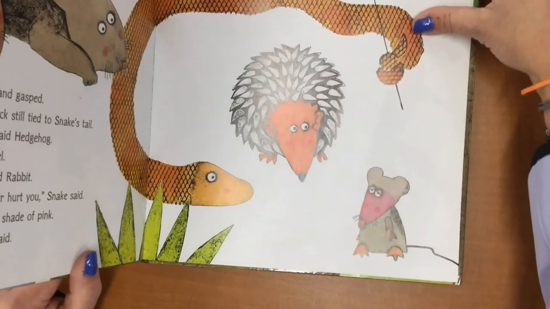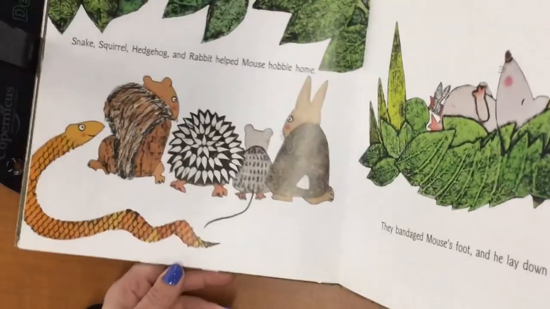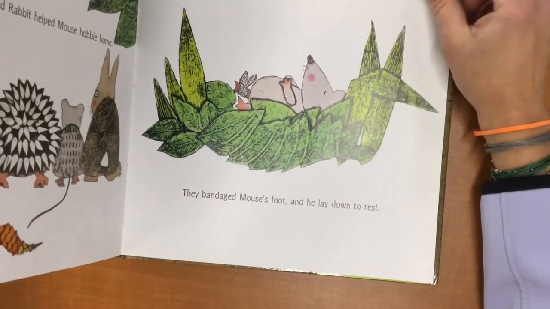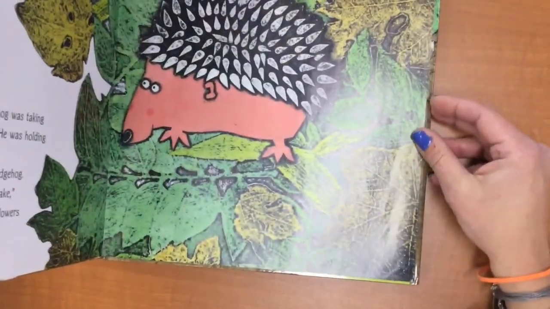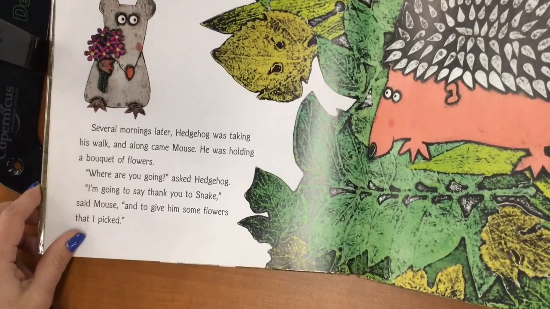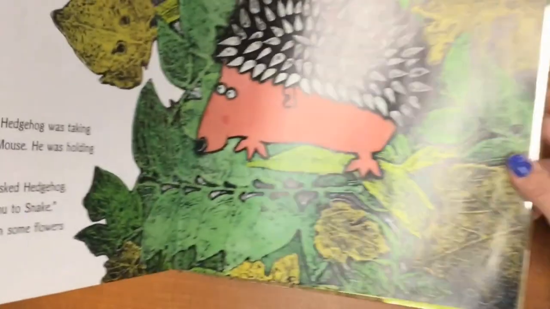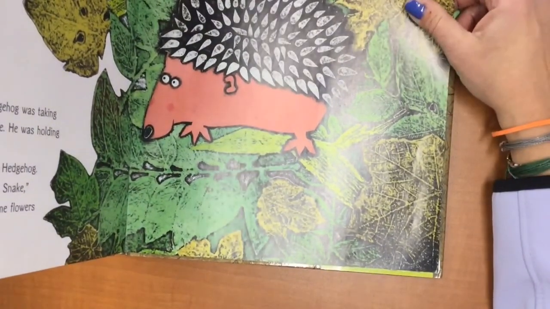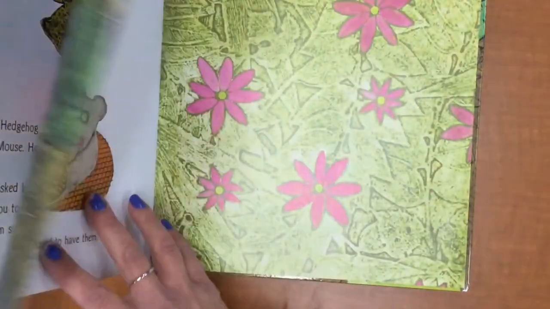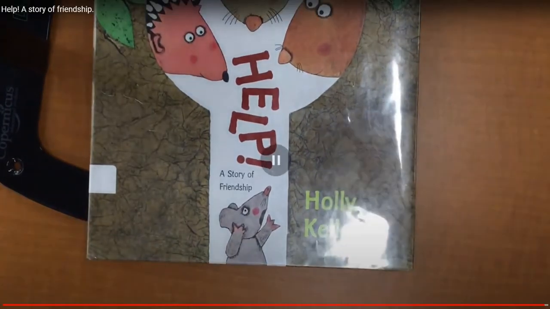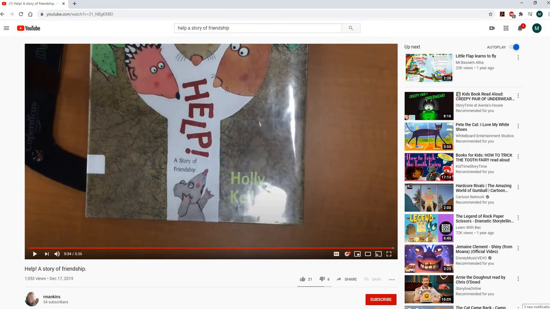"I'm really very sorry," he said. Snake, Squirrel, Hedgehog, and Rabbit helped Mouse hobble home. They bandaged Mouse's foot, and he lay down to rest. Several mornings later, Hedgehog was taking his walk, and along came Mouse. He was holding a bouquet of flowers. "Where are you going?" asked Hedgehog. "I'm going to say thank you to Snake," said Mouse, "and to give him some flowers that I picked." And Snake was so very pleased to have them. Help! A story of friendship.